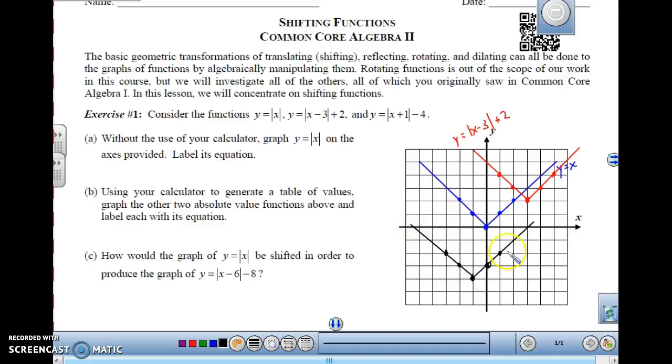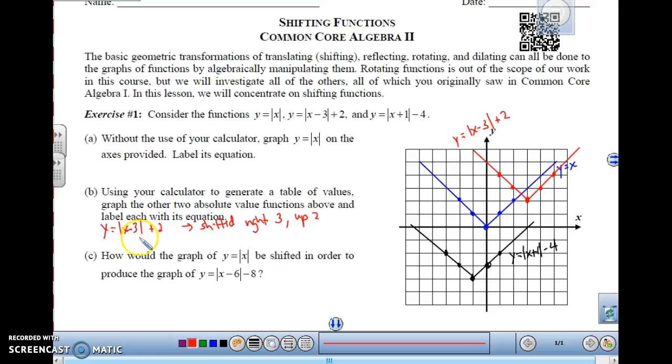Okay, so this one is y equals |x + 1| minus 4. Now let's look at the shift on this one. If we had the red one, y equals |x - 3| + 2, it shifted right 3 and then up 2.